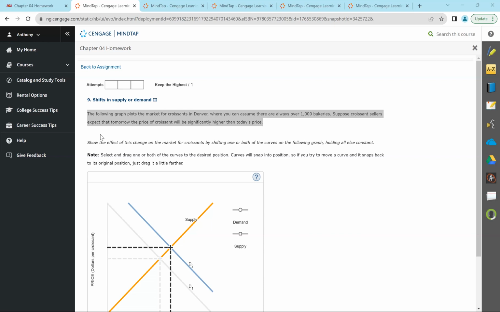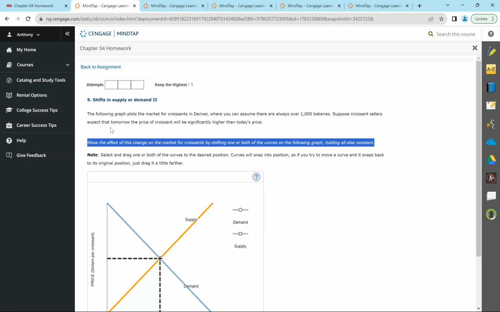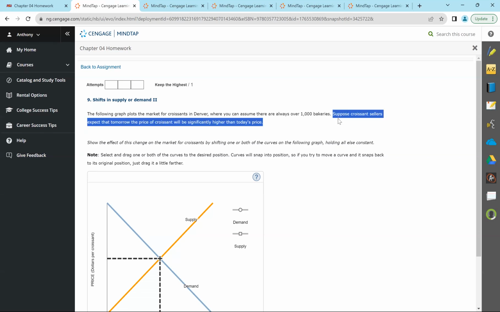So this one actually suggests that supply is changing, which I don't agree with. Oh, okay, sorry. This is where it says suppose croissant sellers. Now we're looking at the supply side. They think that price will be higher tomorrow than today. Why would supply go left? Oh, this is a different question. So no, that's not right.